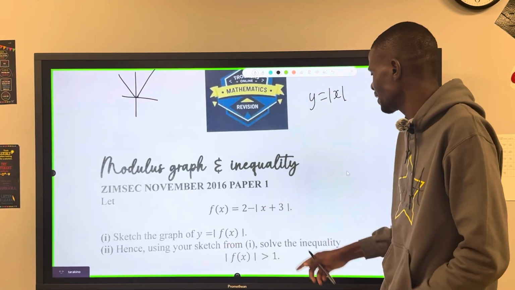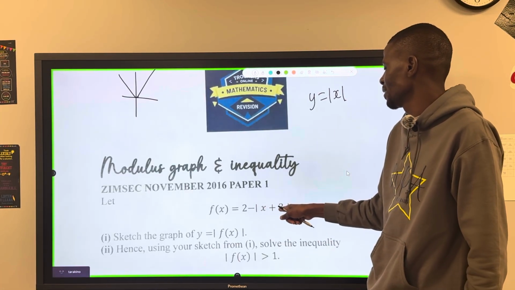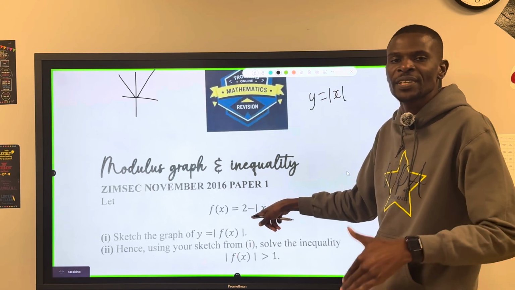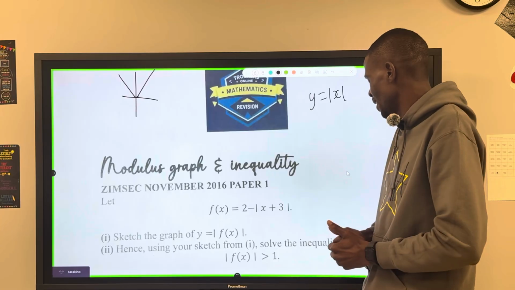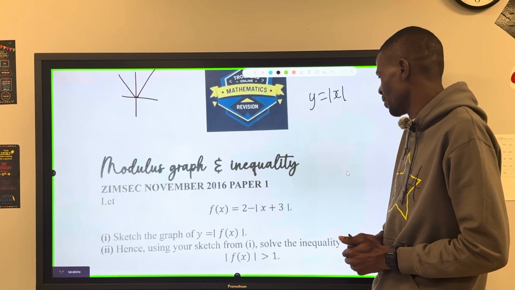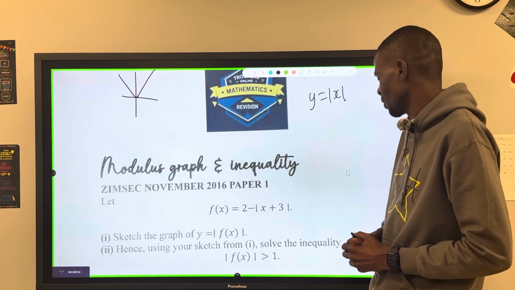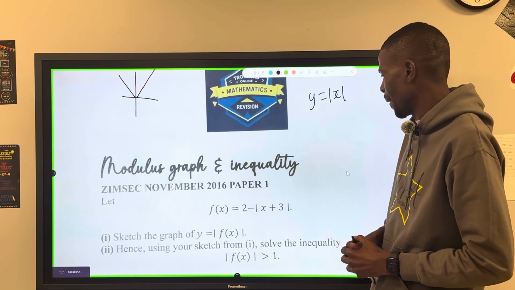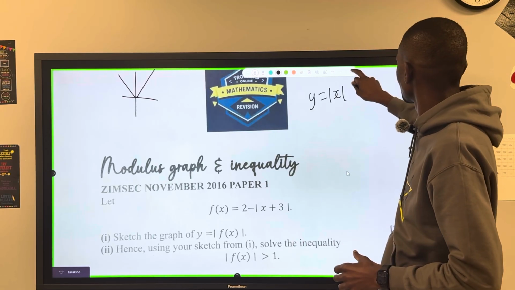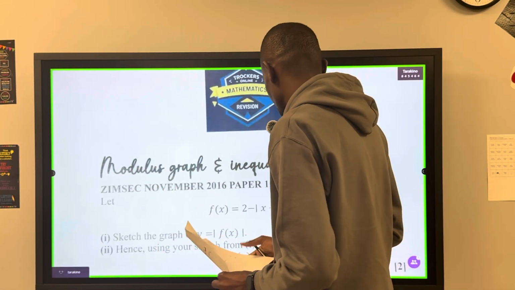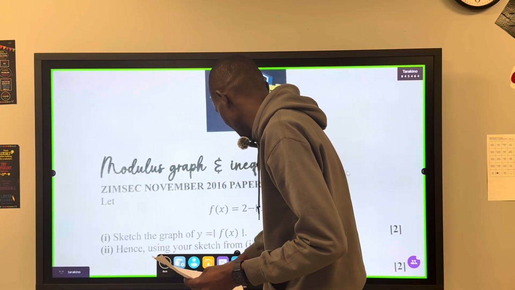You start from inside, you're going to move 3 to the left, right? When you move 3 to the left, you reflect over the x-axis and you shift the graph up. Those are the 3 transformations which have taken place there. Okay, so without spending much time, let's go ahead and get started.